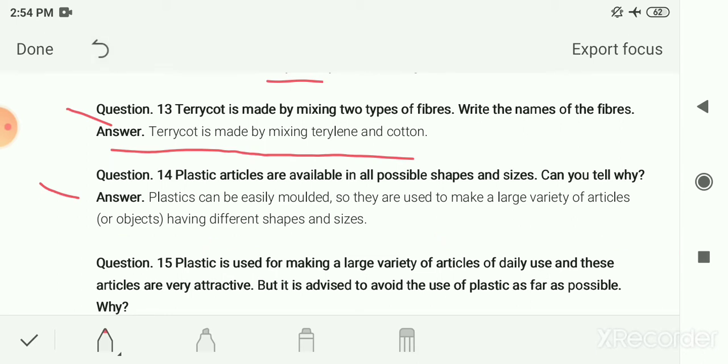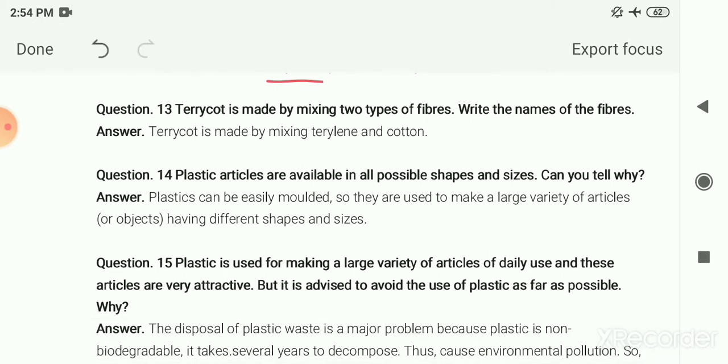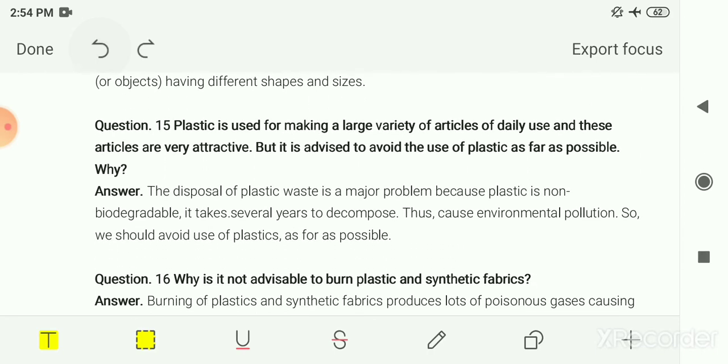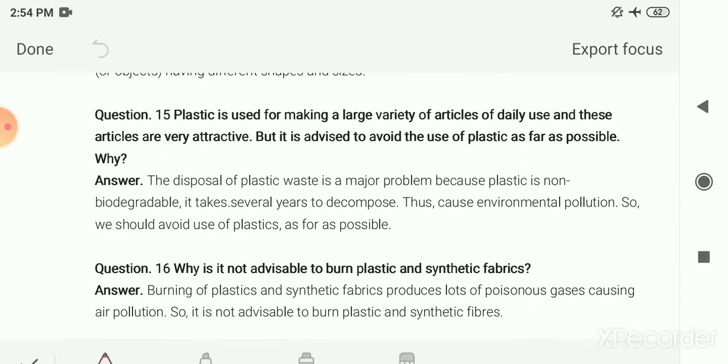That means you can give any shape to this plastic. So that's why they are available in different sizes and shapes. Next, 15 number. Plastic is used for making a large variety of articles of daily use, and these articles are very attractive. But it is advised to avoid the use of plastic as far as possible.